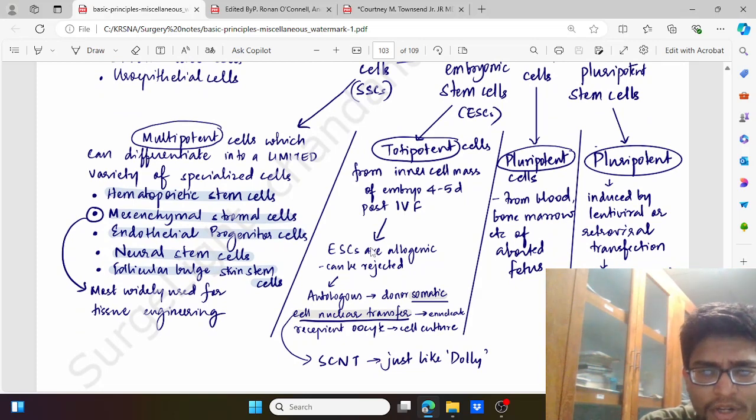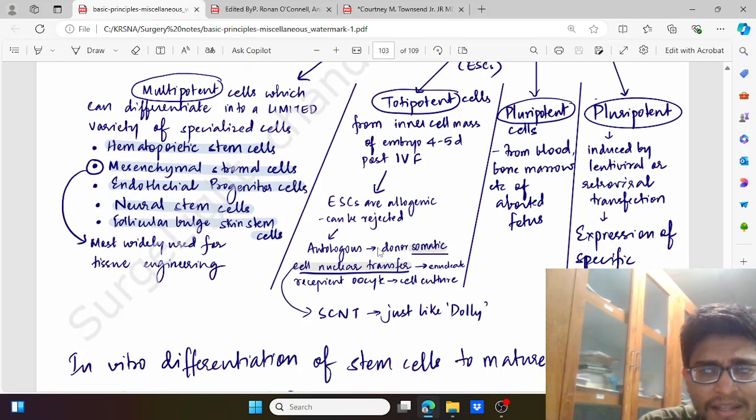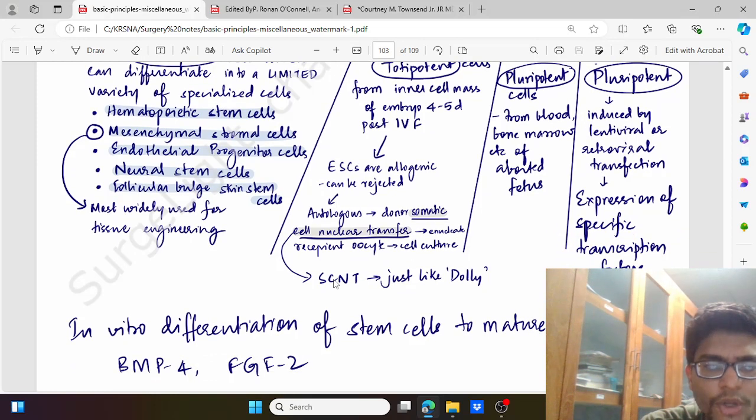First of all, these embryonic stem cells are allogenic and can be rejected, and sometimes can be autologous, where we have SCNT, that is somatic cell nuclear transfer, where we enucleate the recipient oocyte and donate the nucleus and then go ahead with cell culture. And Dolly the sheep is the example of somatic cell nuclear transfer.